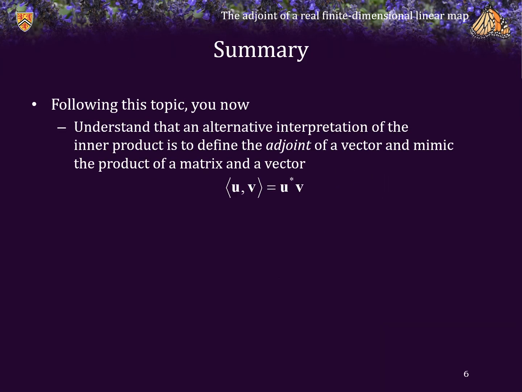Following this topic, you now understand that an alternative interpretation of the inner product is to define the so-called adjoint of a vector, which converts the vector into a row vector, or a row within a matrix. And in the case of a complex vector, simultaneously taking the conjugate of each of the entries. Consequently, this results in the same value as taking the inner product. And sometimes you will see this used, especially in, for example, the programming language MATLAB.